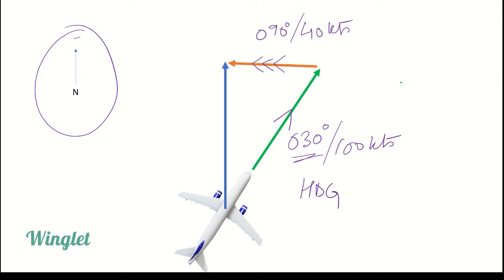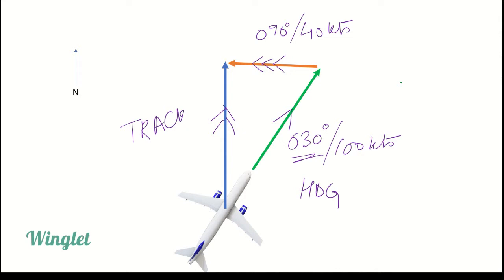Then what is going to happen is that your aircraft's final footprint on the ground is not going to be 030, because the whole air mass is moving you to the left. The final footprint on the ground that you will follow is called the track, and it is shown with two arrows. So this is track, which in this case we are saying is going to be 360.